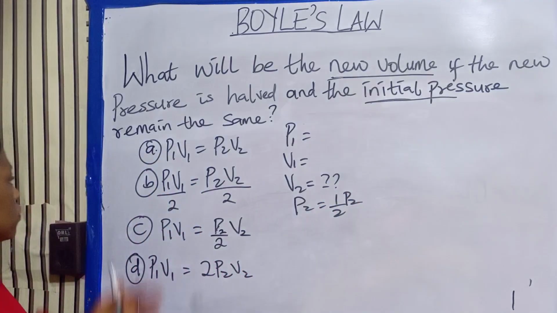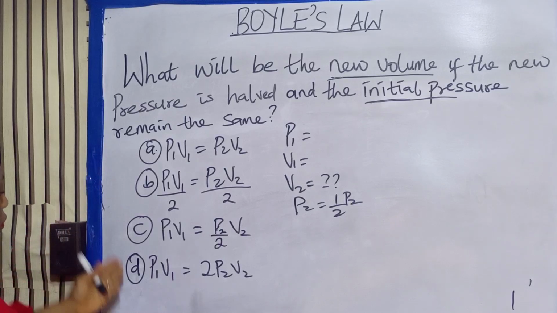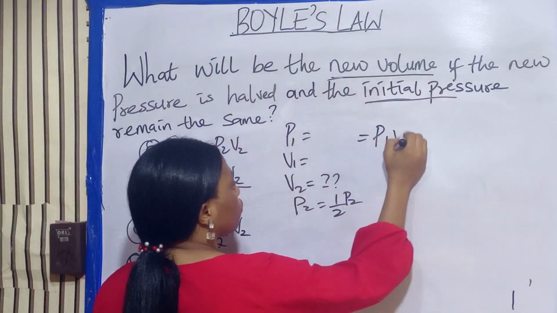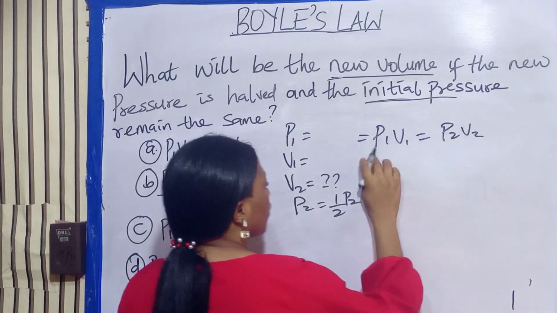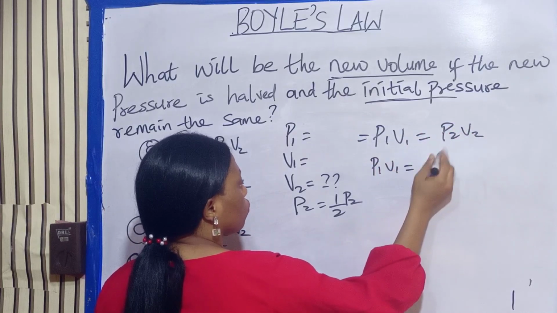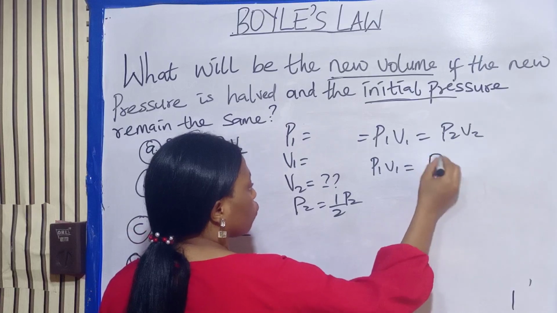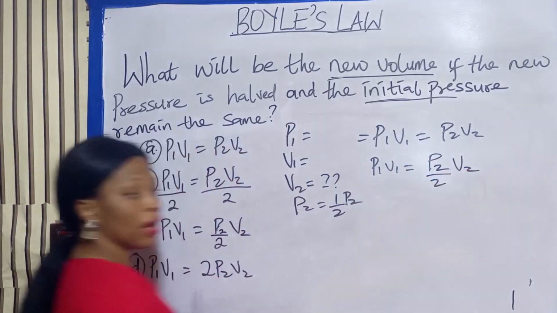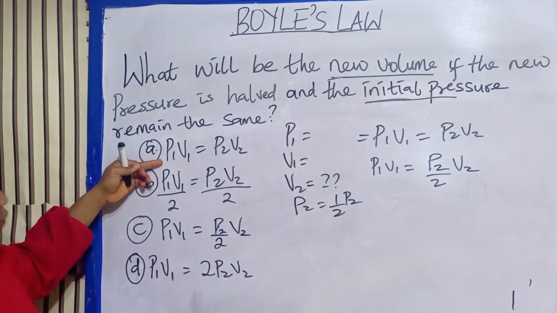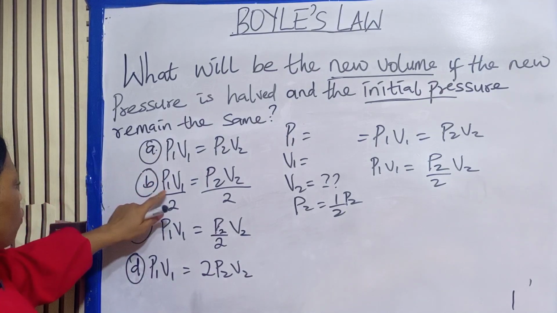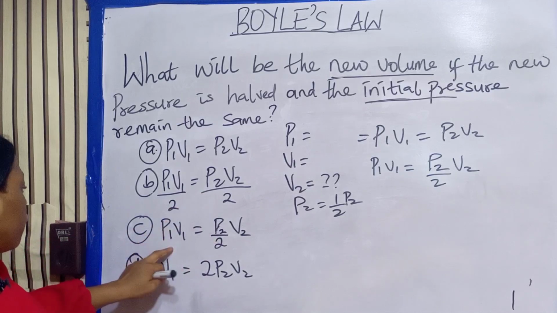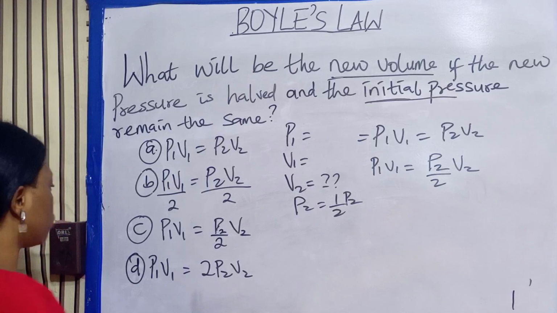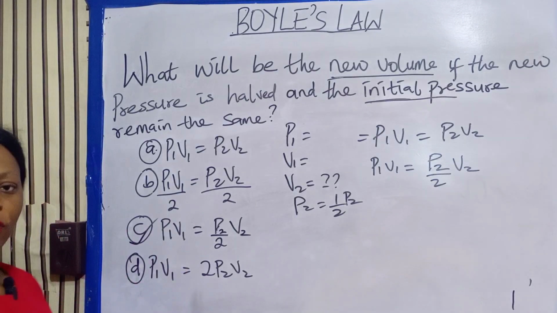So look at the options given. A, B, C, D. These are the options given. So let's solve. So you have that P1 V1 is equal to P2 V2. P1 V1 is equal to P2 is what? Halved. So this will be P2 over 2, times V2. So let's look at the options given to us. P1 V1, no. P1 V1 over 2, no. P1 V1 is equal to P2 over 2 V2. Good. This is the correct option. This is the answer to the question.